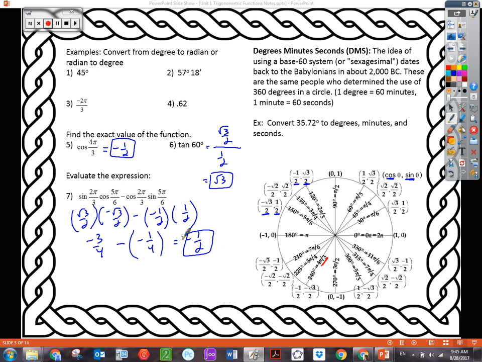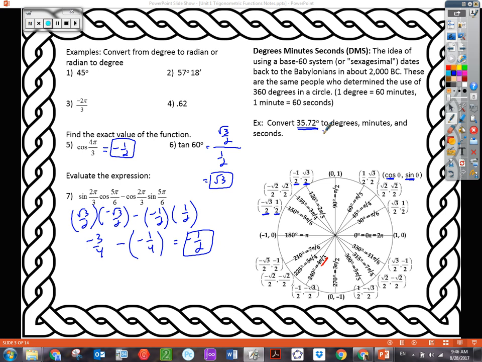Okay, so the last concept that we're going to be looking at today is the concept about degrees, minutes, and seconds. I really think it's important for you to understand how that's created. Maybe you already know. We'll just go over it. So we have the Babylonians. It's been a long time ago, right? They said there are 360 degrees in a circle. 1 degree is 60 minutes, and 1 minute is 60 seconds. So if I'm going to convert this to degrees, minutes, and seconds, no, I'm not going to go in my calculator and hit the convert DMS button.